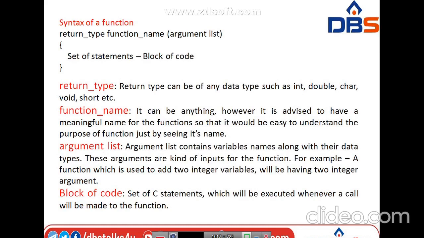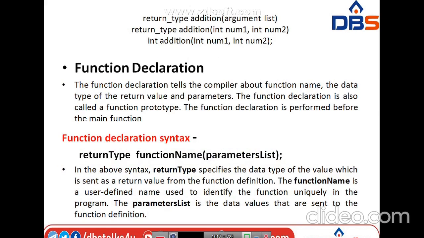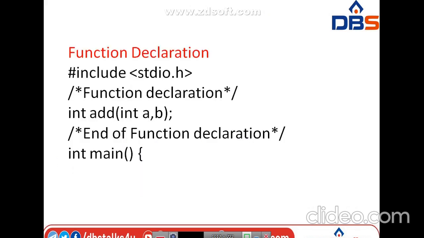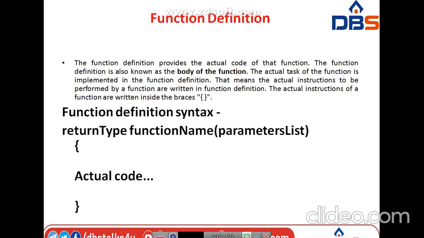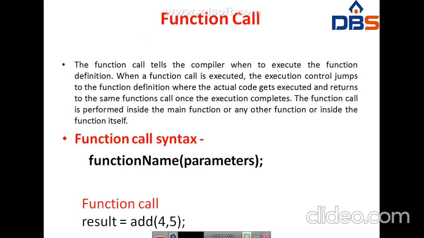how we represent a function: return type, function name, arguments list, and within the braces I write some block of code, with an example. Then the function declaration and its syntax, the function definition and its syntax, and the function call and its syntax, that is function name with parameters. All these are the topics covered in the previous class.